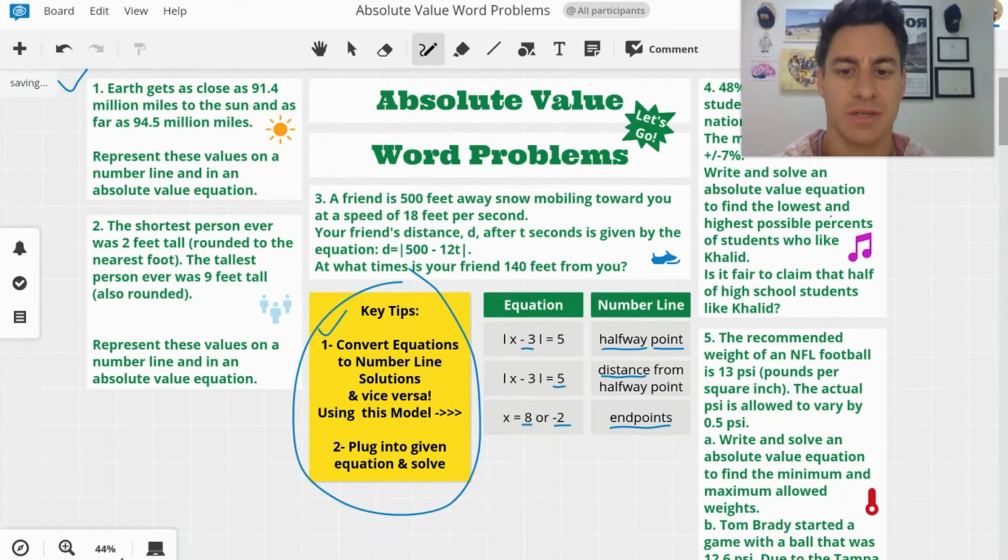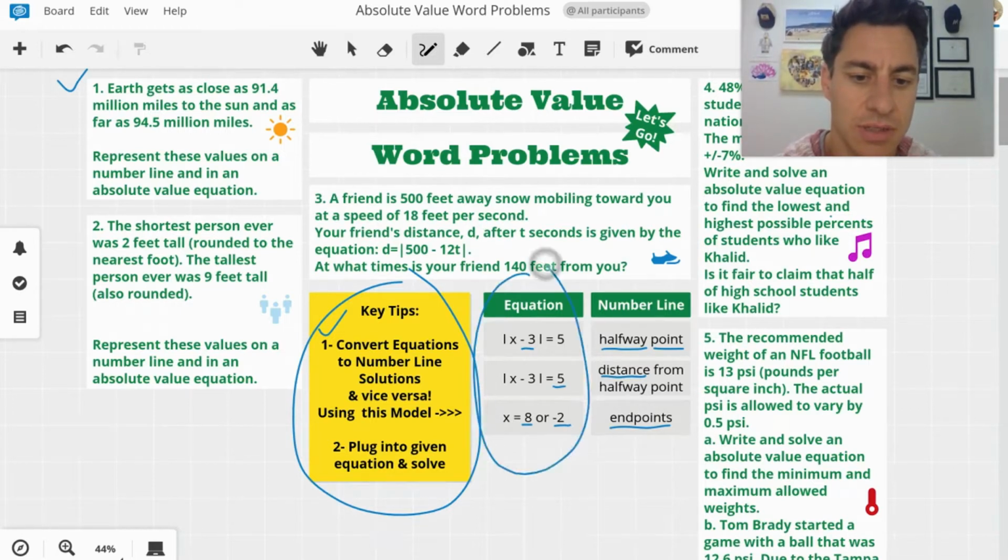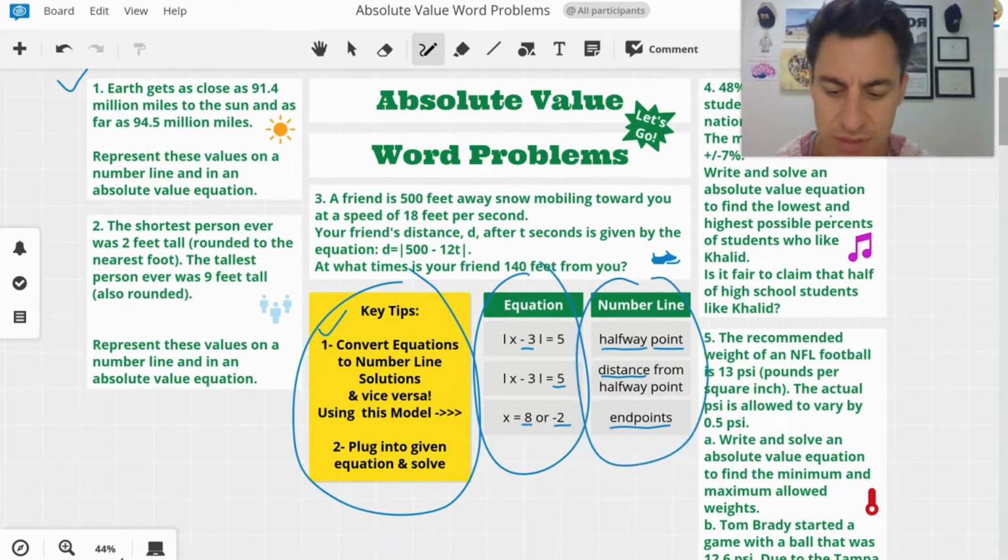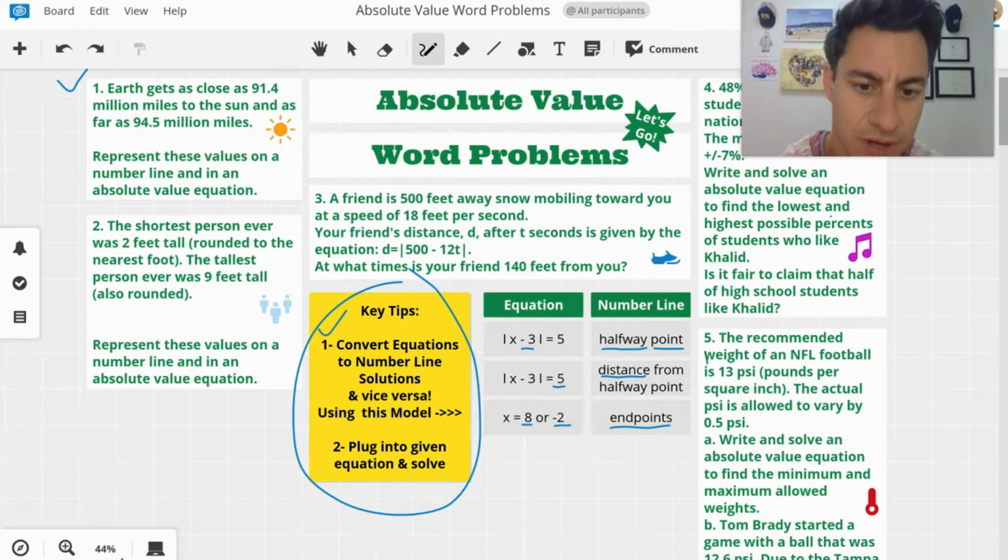Convert equations to number line solutions and vice versa. The bottom line is this. Here's the equation. Here's what it means on a number line. And this works both ways. So whatever number is here, you take the opposite of it. So -3, we're going to take +3. That's the halfway point, the middle point on your number line.